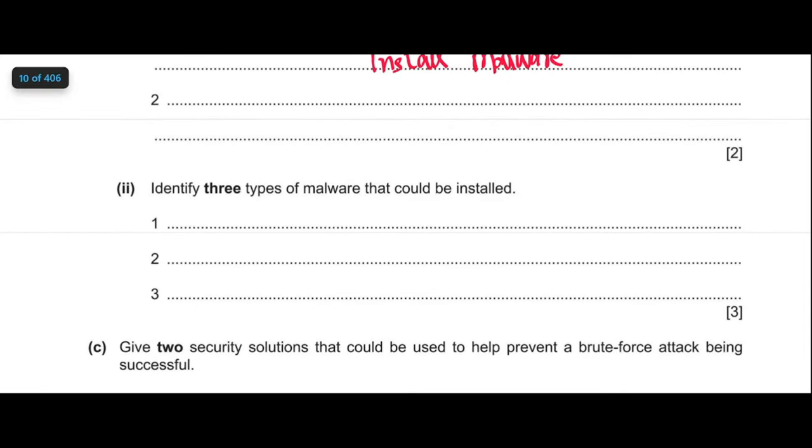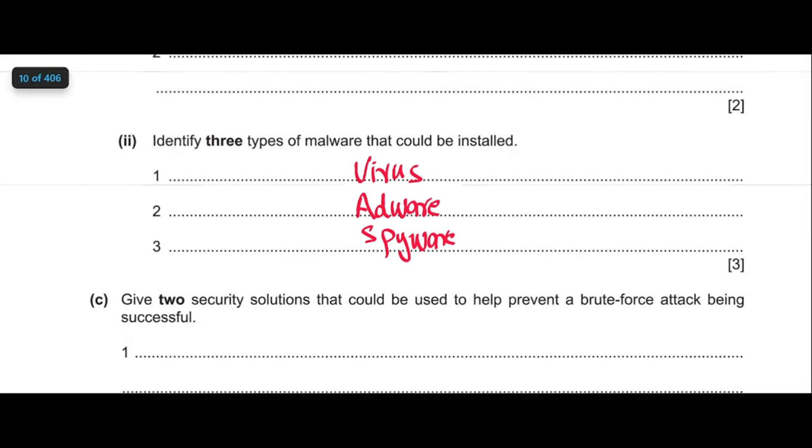Identify three types of malware that could be installed. So we have the virus, we have the adware, and we have the spyware, and Trojan horse, and ransomware, and so many. So these are the names of the malware that could be installed.